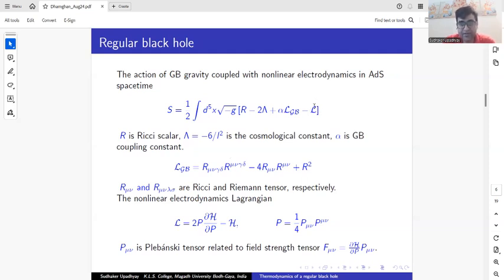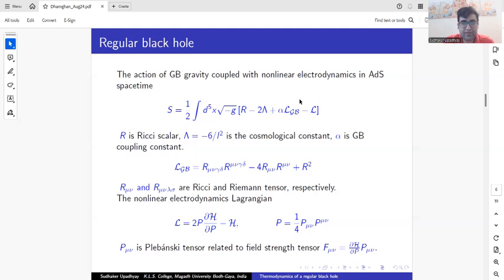This Lagrangian density corresponding to the nonlinear electrodynamics can be given by this Legendre transformation, where P is a scalar invariant of the Plebanski tensor P mu nu, and H is a structure function. This P mu nu, the Plebanski tensor, is related to the field strength tensor by this expression. And P mu nu is basically a function of the vector potential A.